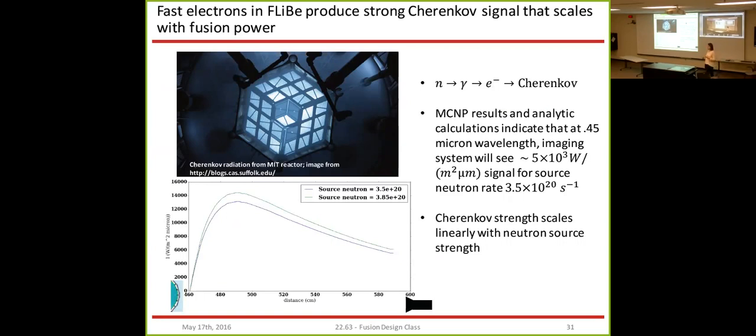And what that's coming from is that when you have fast electrons in a medium that move at a speed faster than the speed of light in that medium, they'll emit sort of a visual sonic boom, which causes this blue light. Now this will happen in our flibe because we have a lot of neutrons, and those neutrons will produce gamma particles that will Compton scatter off of slow electrons and give you fast electrons, which will then produce this Cherenkov radiation. And we were not sure at first if this would be very strong or not.